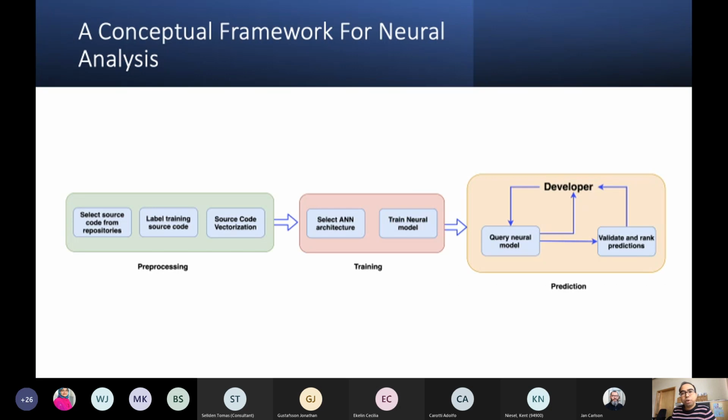So a typical conceptual framework for neural analysis of software consists of the pre-processing, training, and prediction phases. The pre-processing phase basically prepares the data to feed into the neural network model. The training phase uses the data to learn various parameters such as weights and biases to control the behavior of the model. And the prediction phase usually predicts the program properties on unseen code samples.